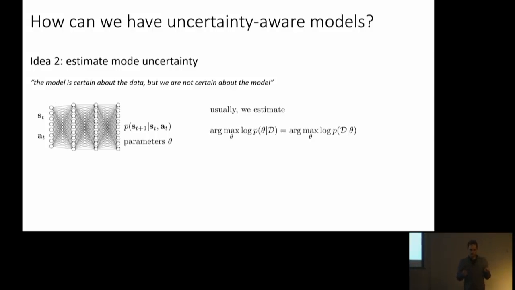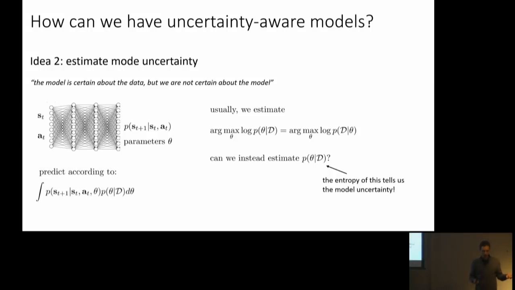If we want to estimate model uncertainty, then what we actually need to do is not take the argmax of P of theta given D, but actually estimate the whole P of theta given D. Because if we can estimate P of theta given D, then we can make predictions that take into account the model uncertainty. The entropy of P of theta given D tells us what the model uncertainty is. And if we have a particular input, st comma at, then we can predict the output by marginalizing out the parameters. Now this will give us a variance on st plus 1 that accounts for the model uncertainty and the statistical uncertainty. The statistical uncertainty just comes from the first term, and the model uncertainty comes from integrating out P of theta given D.